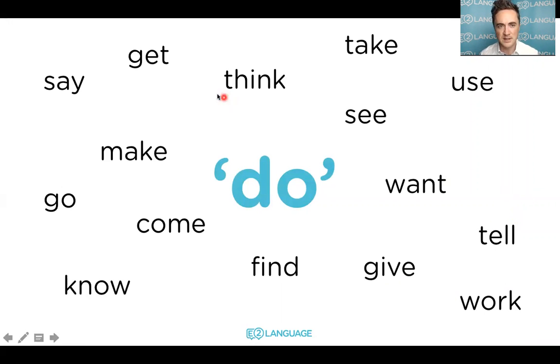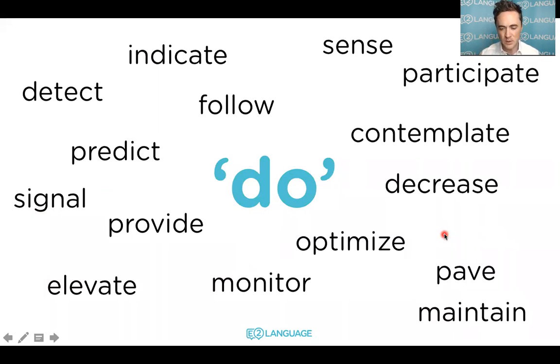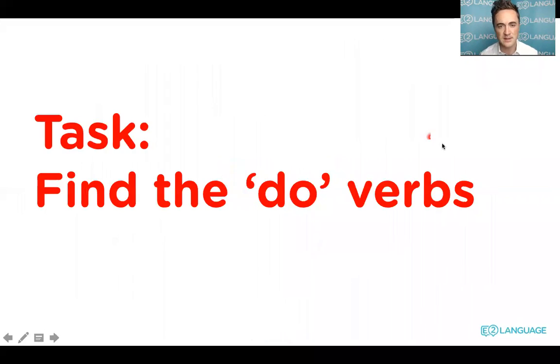Do verbs are words like get, think, see, want. These are do words: make, come, find, give, do, go, know, say, take, work, tell. All of these verbs are do words. And let's look at some more complex ones. These are also do words: contemplate, decrease, optimize, pave, maintain, monitor, provide, elevate, signal, predict, detect, indicate, follow, sense. These are do words as well, but just more complex ones.